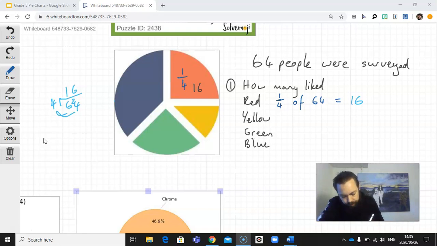Let's have a look at yellow. So this is half the size. In other words, it's 1/8. So we're looking for, let's use a different color, 1/8 of 64.